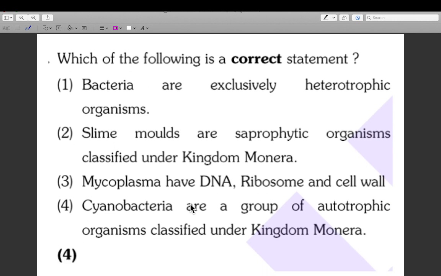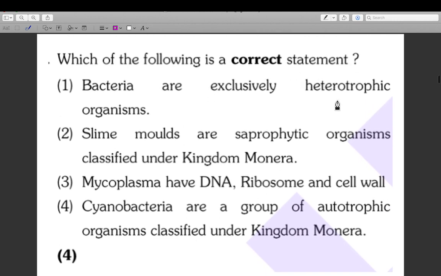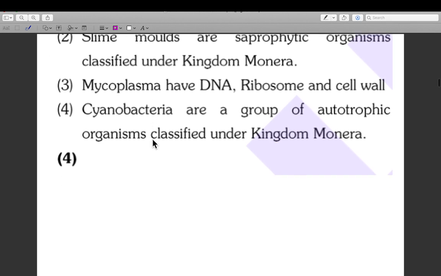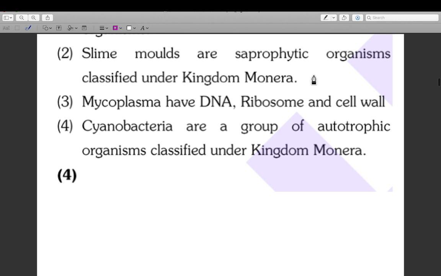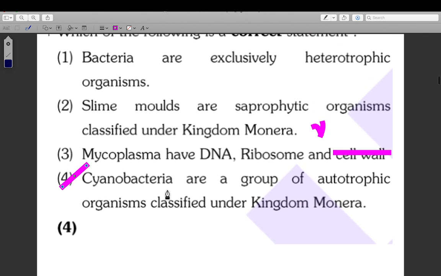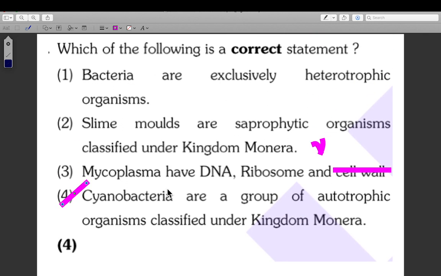Next question, which of the following is a correct statement? Bacteria are exclusively heterotrophic organisms? Wrong. Slime molds are saprophytic organisms under kingdom Monera? No, it's not under Monera. Mycoplasma have DNA, ribosome and cell wall? Wrong, cell wall is not present in mycoplasma. Cyanobacteria are a group of autotrophic organisms classified under Monera? Correct. So over here option 4 is correct, and this is from plant kingdom, animal kingdom, that area, biological classification. तो आप उधर से ये question आया है.